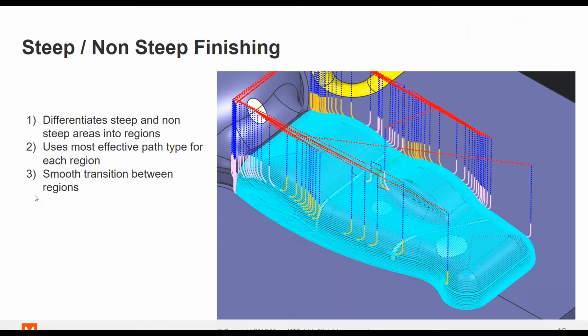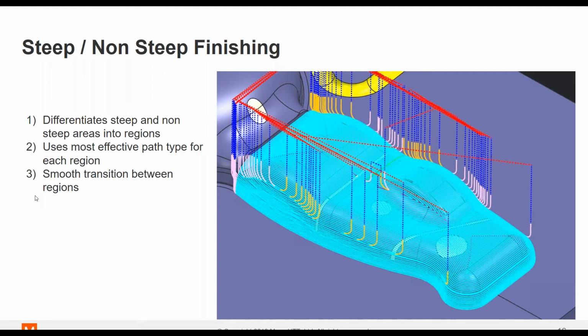Our next topic is steep and non-steep finishing. This is a challenge that's faced by many programmers. When you have complex organic geometry, this can be aerospace parts, or it's often commonly encountered in molds. And what we need to be able to do as programmers is differentiate the steep and non-steep areas into regions. And the reason is that each region type, steep or non-steep, is going to have a more effective cutting toolpath.